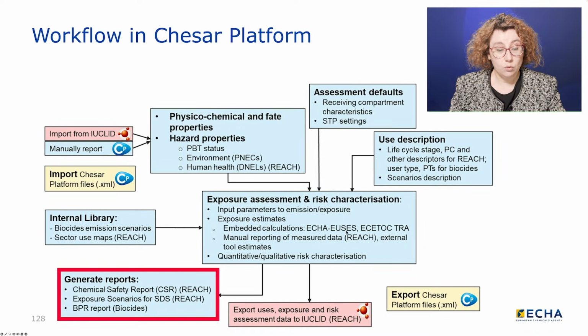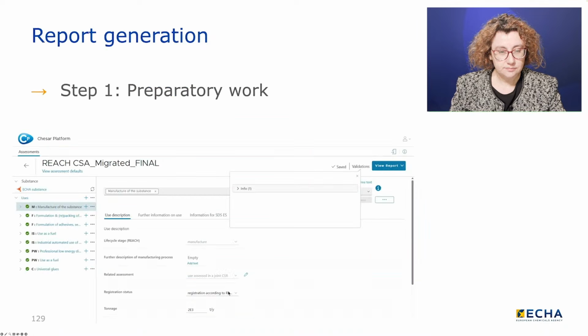Here you have again the workflow. And here in the workflow, you see that generating the reports happens at the end of the process. So basically, you have done already your assessment, you have already concluded, set the uses to safe, etc. And then you simply want to document your assessment. For that, you can generate for REACH the chemical safety report, that is the document that you need to attach to the registration, and the exposure scenarios for communication that will go in the SDS. For BPR, you will have the BPR report.